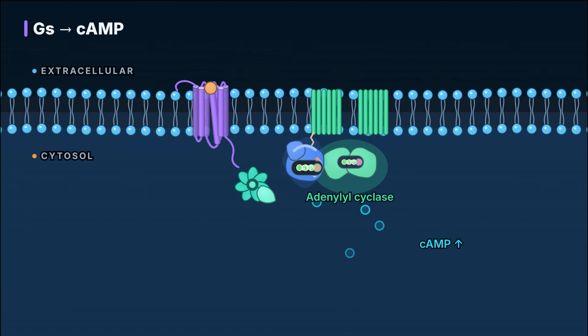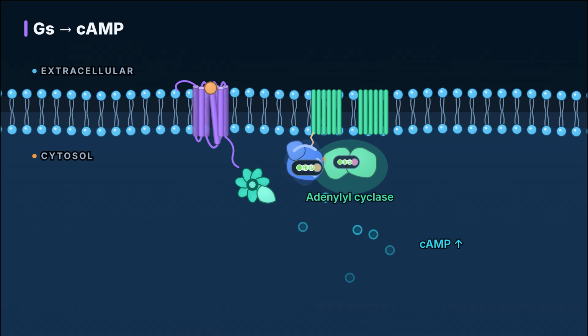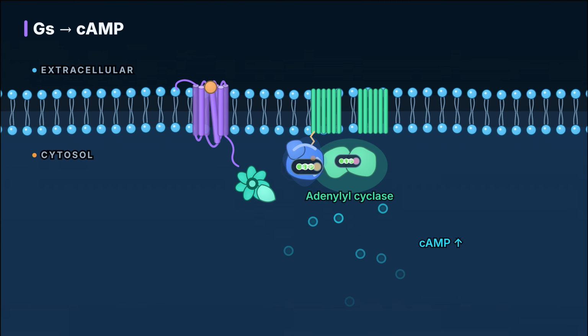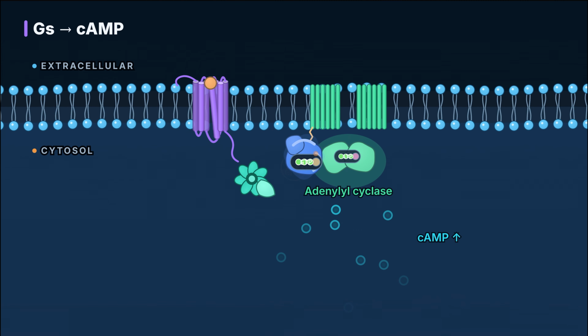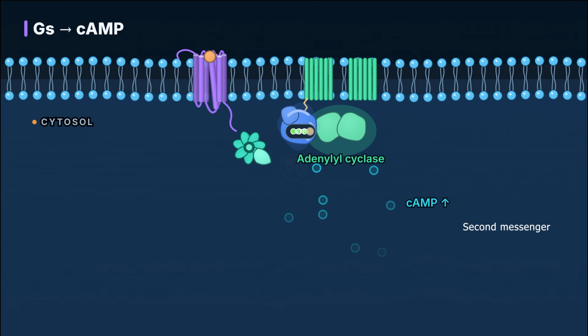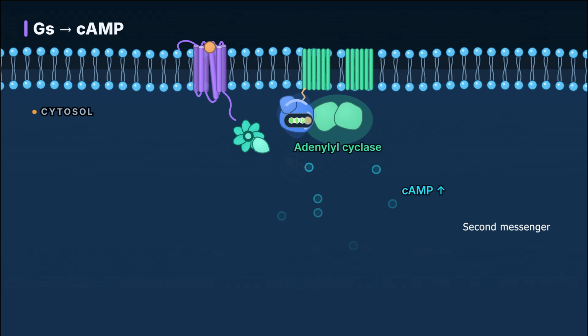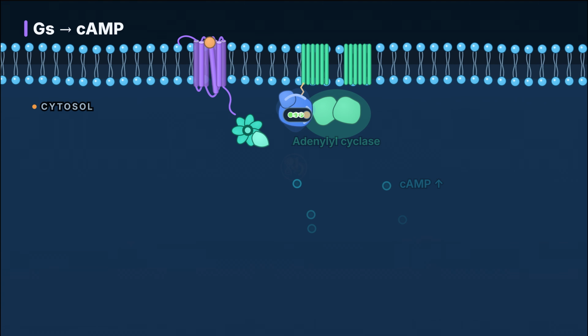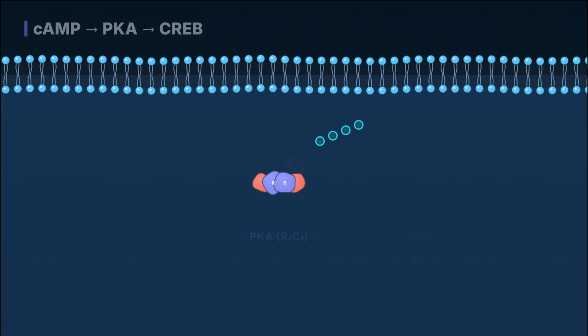Activated adenylyl cyclase converts ATP into cyclic AMP, or cAMP. Because one active enzyme can produce many cAMP molecules, this step amplifies the signal. cAMP is a soluble second messenger that moves through local regions of the cytosol. One major cAMP target is protein kinase A, or PKA.